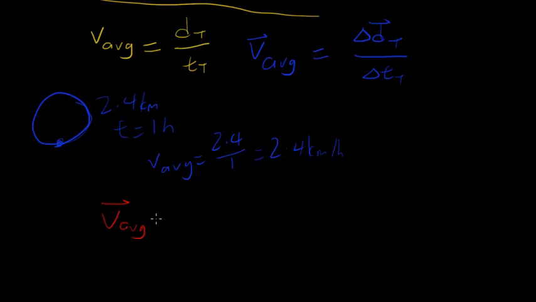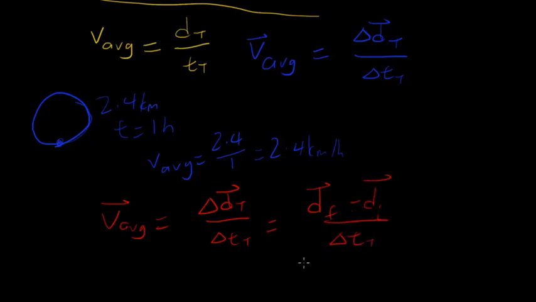Average velocity equals total displacement over total time, which equals final position minus initial position over the change in time. If we call his starting position 0, what is his final position? It would be 0 minus 0 again, because he came back to the same spot, over the change in time, which is just 1 because 1 hour. So his average velocity would actually be only 0 kilometers per hour.